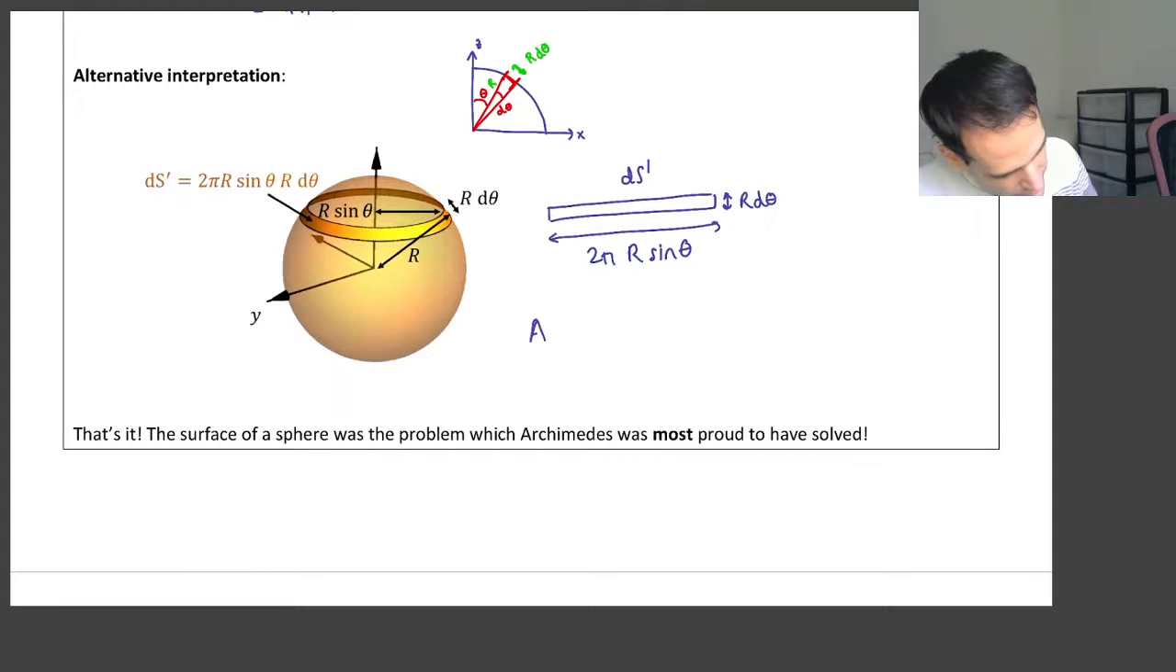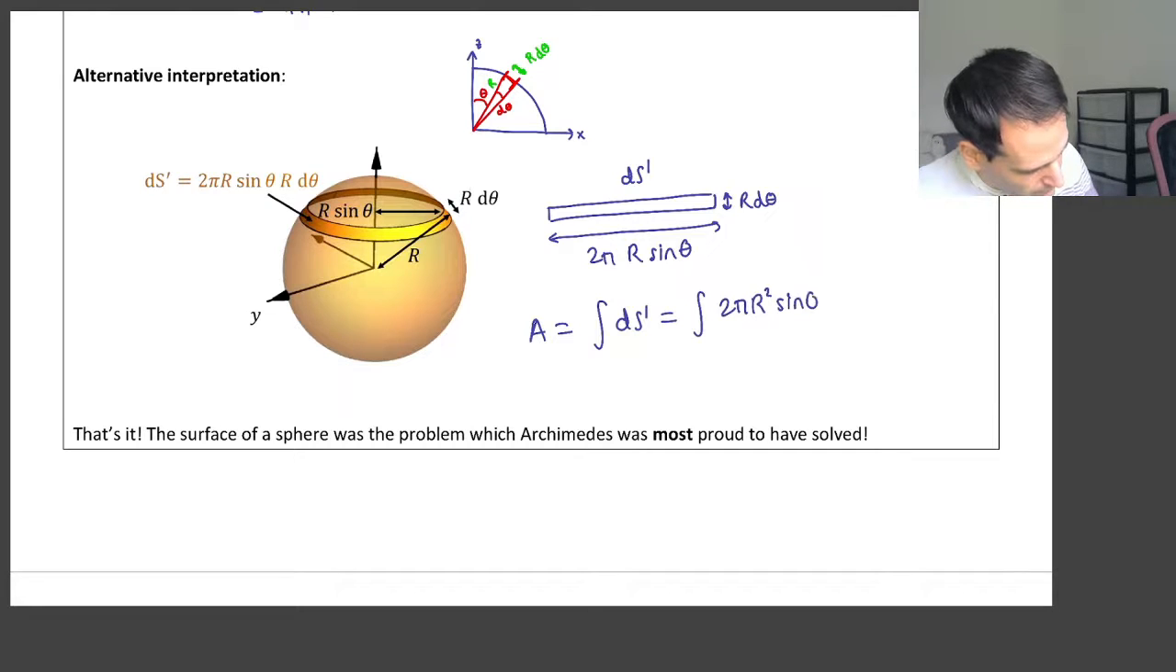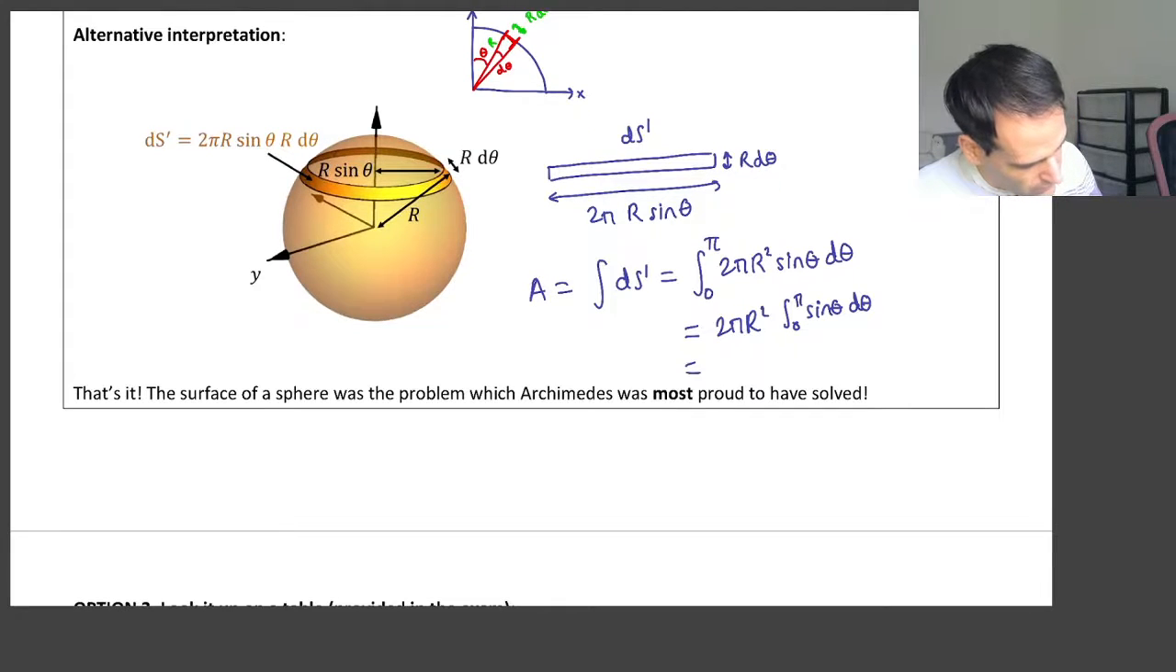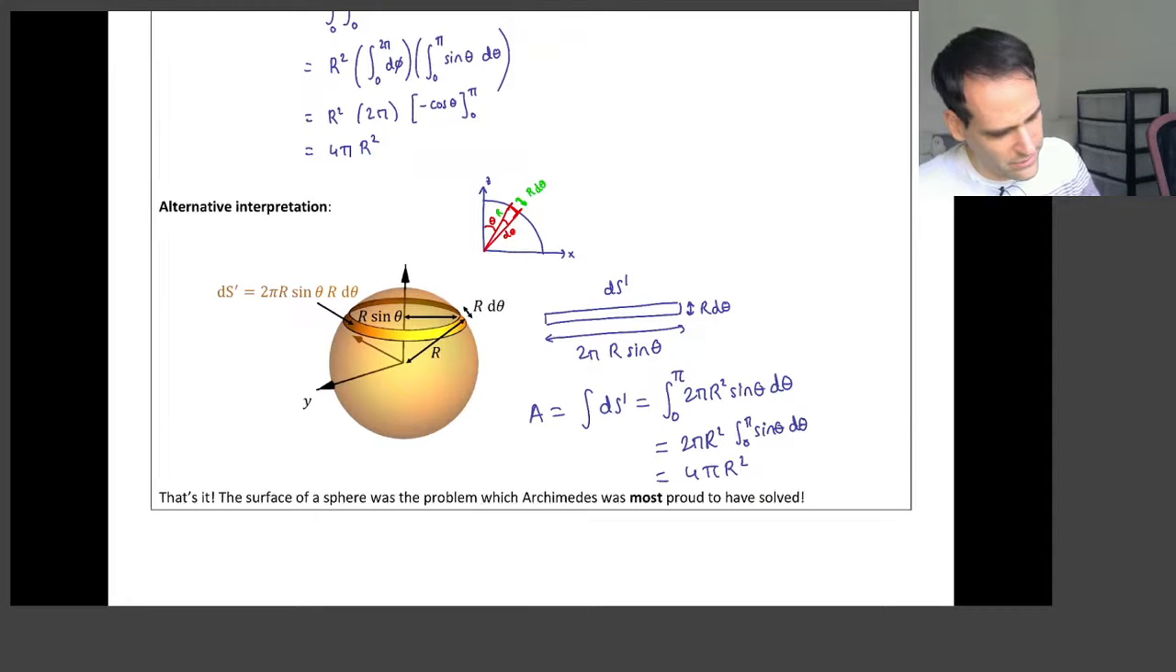So now the area can be written as the single integral of ds prime, which is the single integral of 2 pi r squared sine theta d theta between theta equals 0 to pi, whose answer is the same. So 2 pi r squared is a constant, and then the integral from 0 to pi of sine theta d theta is equal to 2, so we get 4 pi r squared, which is the same answer.